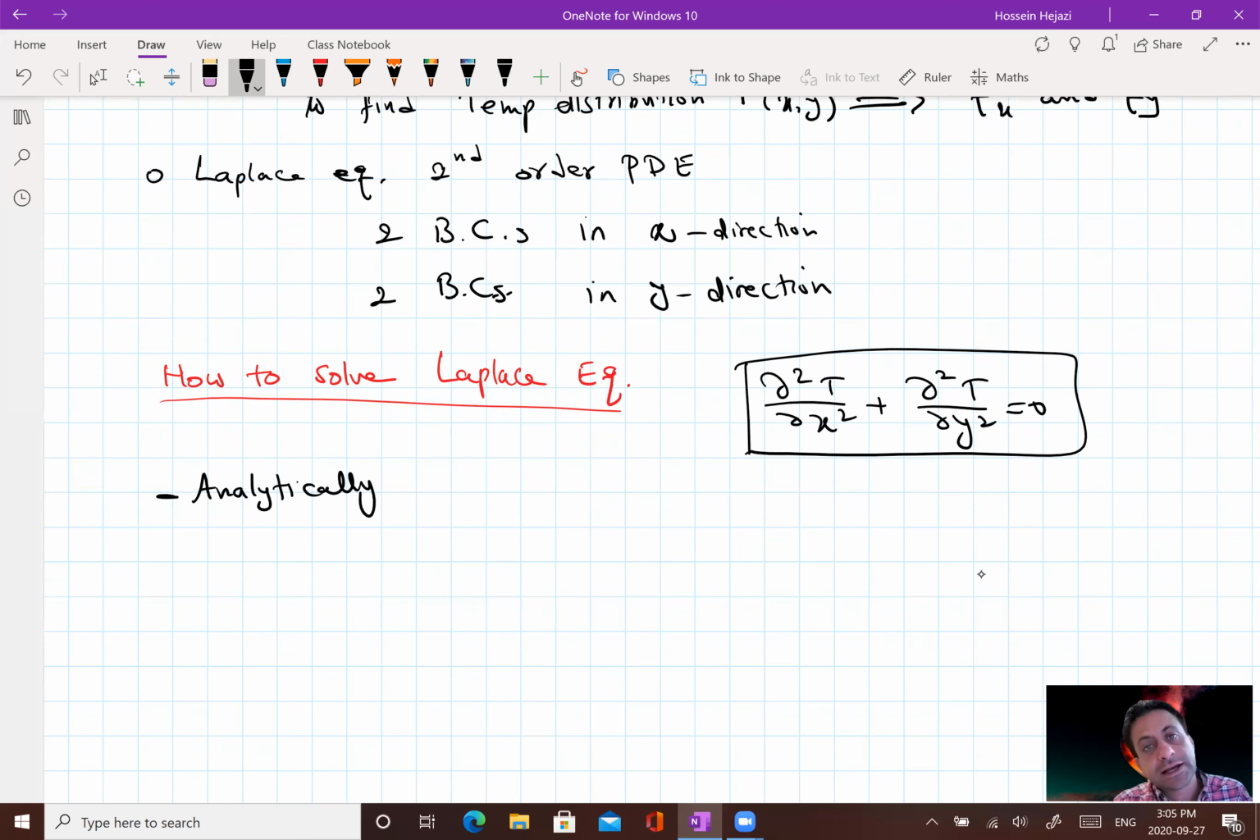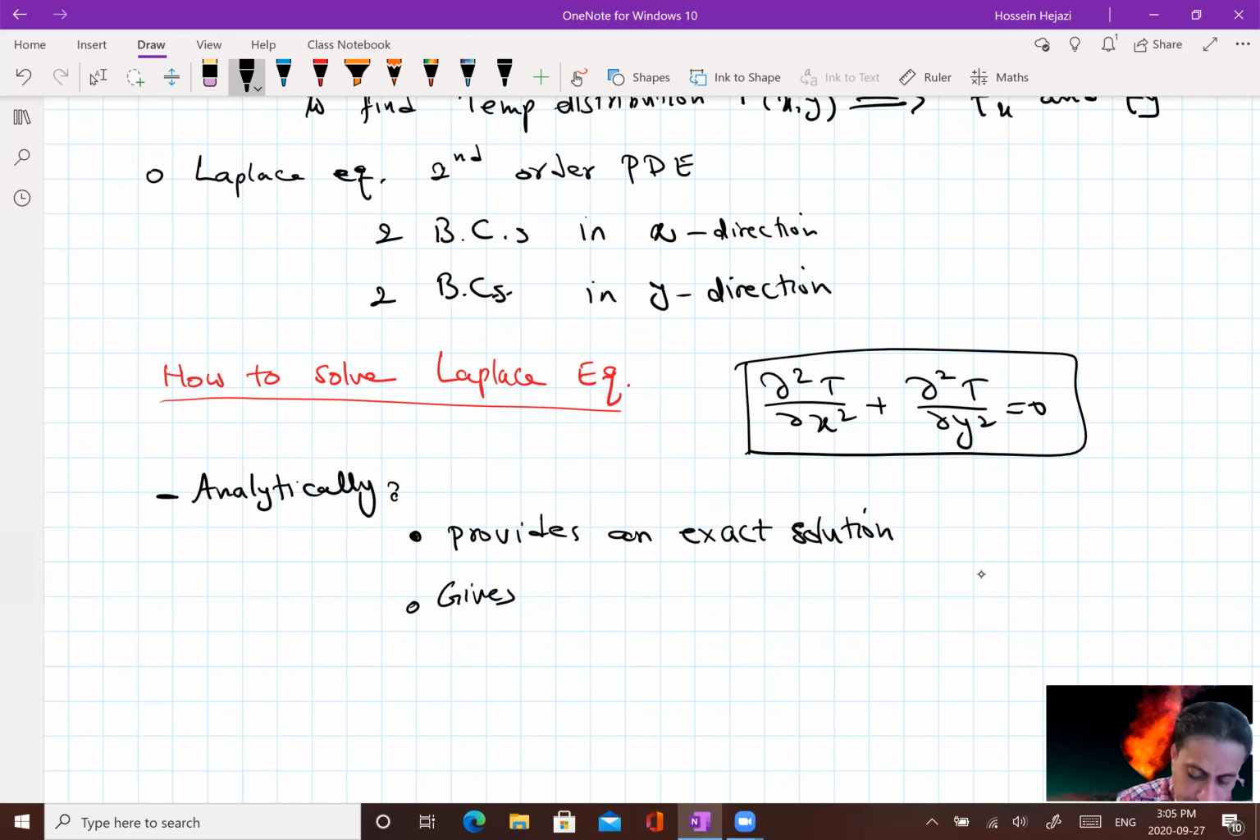It has advantages and disadvantages. The first advantage of the analytical solution: first of all, it provides an exact solution, and most often an exact closed form solution. And when we solve that one, it gives temperature at any point in the domain of interest.